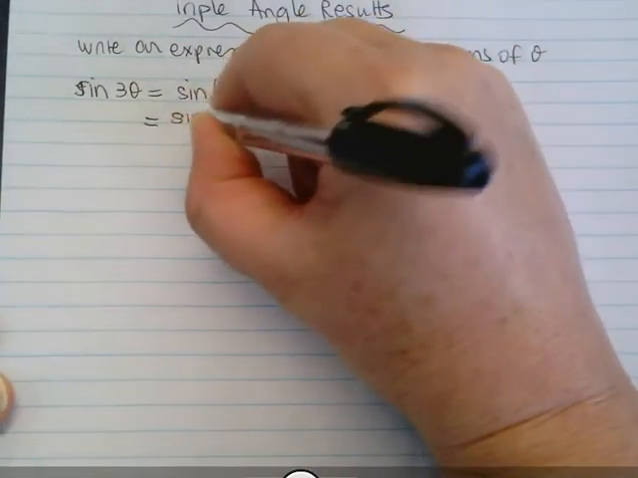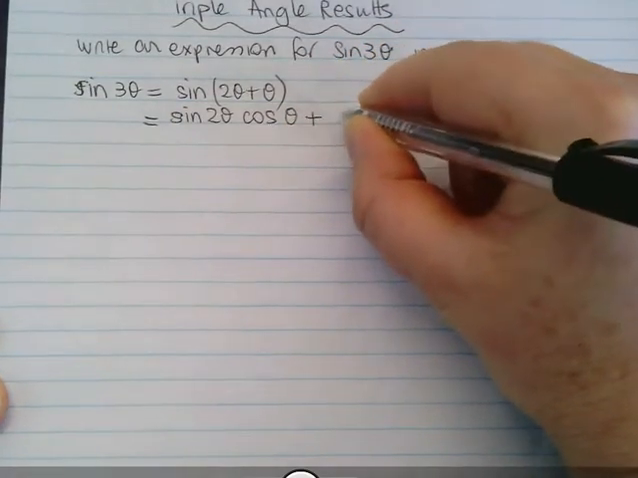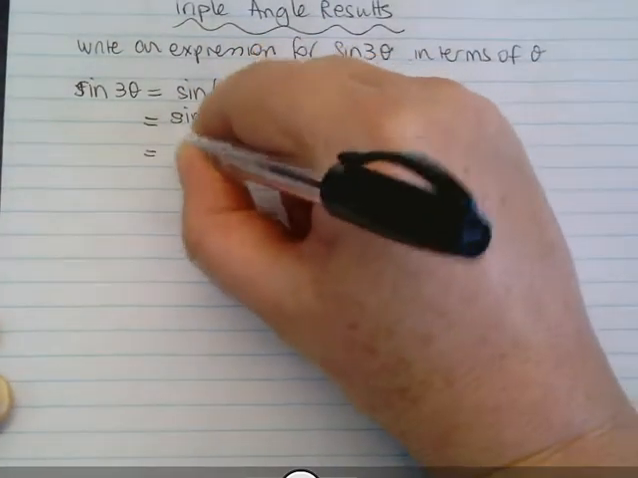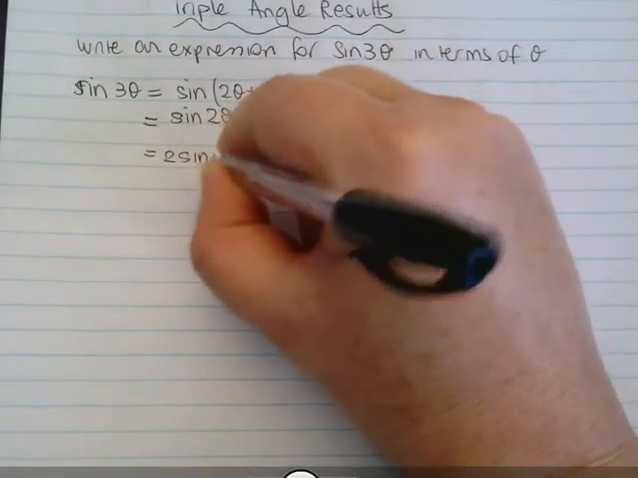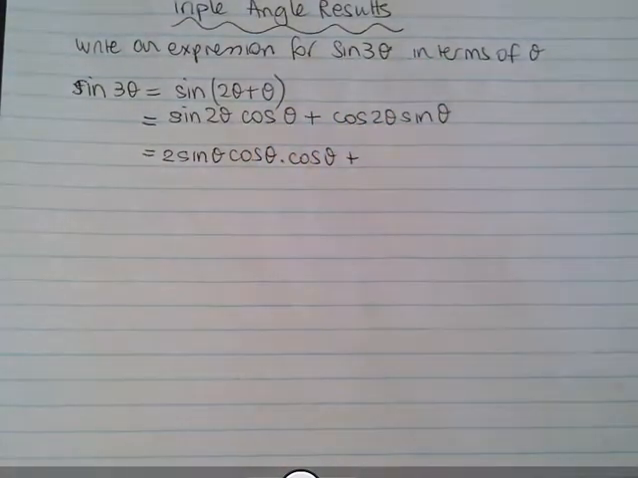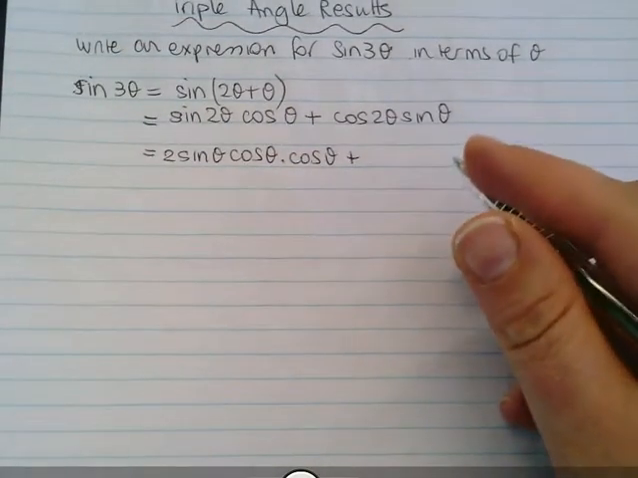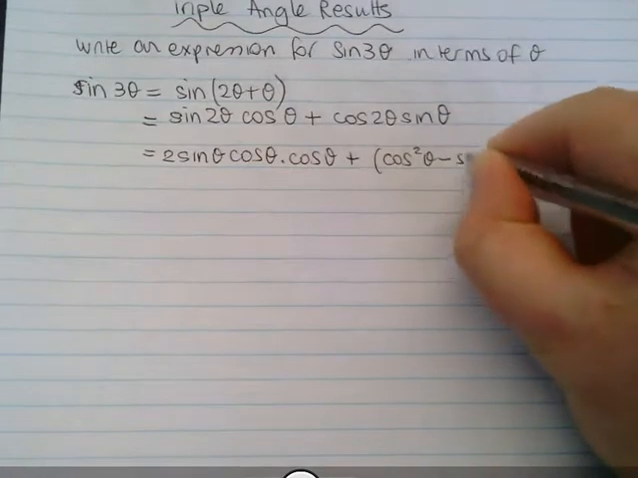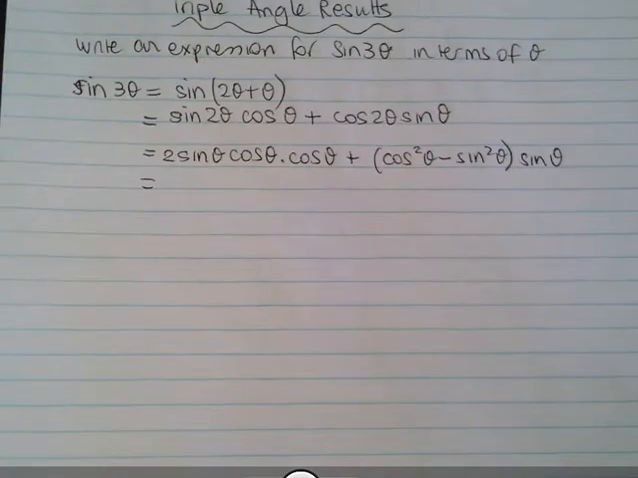So that is, keep the sign the same: sine 2 theta cos theta plus cos 2 theta sine theta. Expanding, sine 2 theta is 2 sine theta cos theta, so we've got 2 sine theta cos theta times cos theta, plus, now the expansion for cos 2 theta, there's 3 to choose from. Let's just do cos squared theta minus sine squared theta to start with, times sine theta.